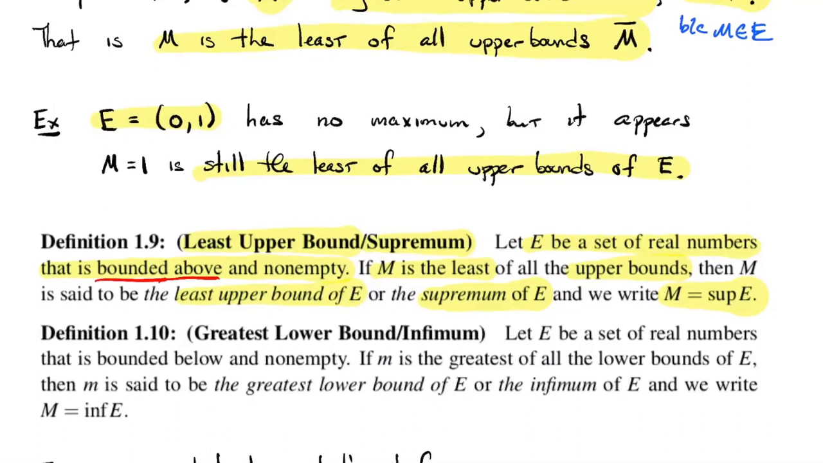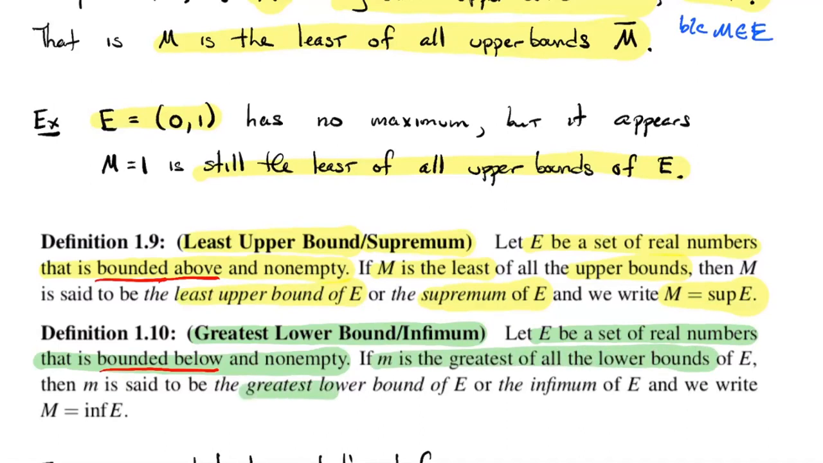Flip side of it, stop the video and let this soak in, but it's the greatest lower bound, or the fancy word is infimum. So you have to have this time a set of real numbers that's bounded below and non-empty. Again, those are part of the conditions. If you're not bounded below, you don't have any lower bounds, so I can't talk about the biggest one. But if you do have lower bounds, then I can define little m as the greatest of all of them.